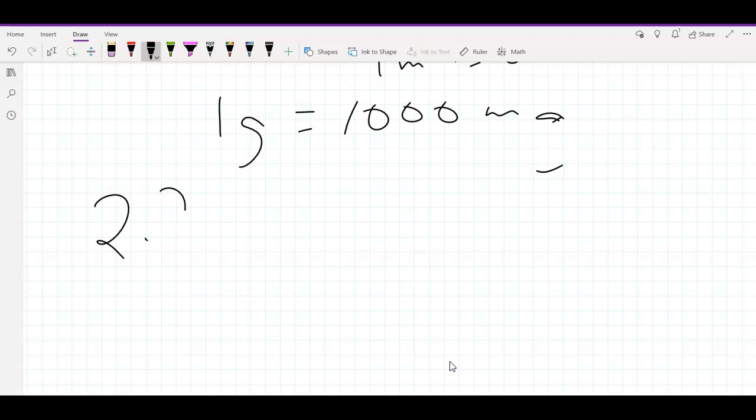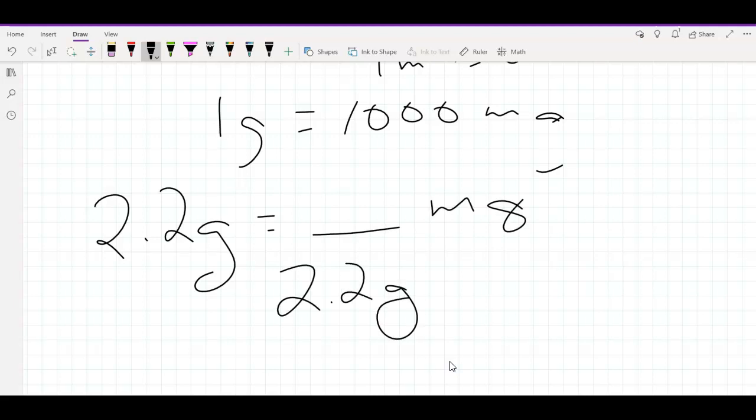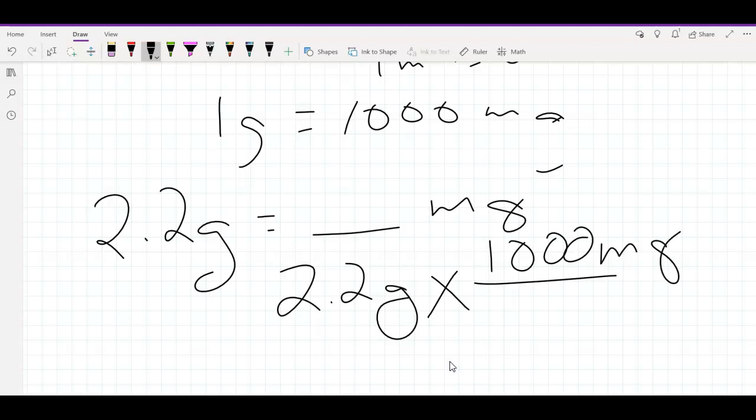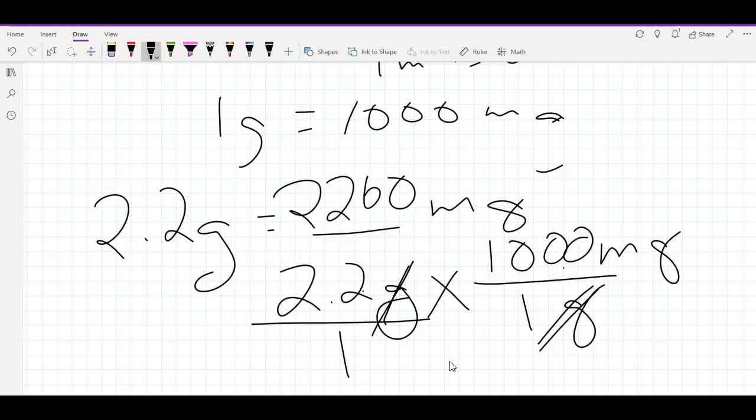So if we have 2.2 grams, and we want to know that equals how many milligrams, you can take your 2.2 grams and multiply by the equivalency. Now remember, we want to end up with milligrams, so we're going to write the ratio with milligrams on top and grams on the bottom. We do that because when you multiply fractions, you can cancel the g. Remember, any number you can place over 1 to turn it into a fraction. So you cross cancel the g's. 2.2 times 1,000 is 2,200.